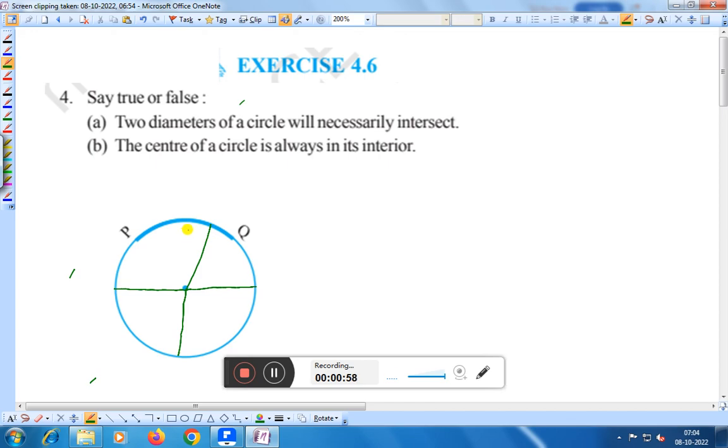Two diameters of a circle will necessarily intersect. That is true, or it is always true.